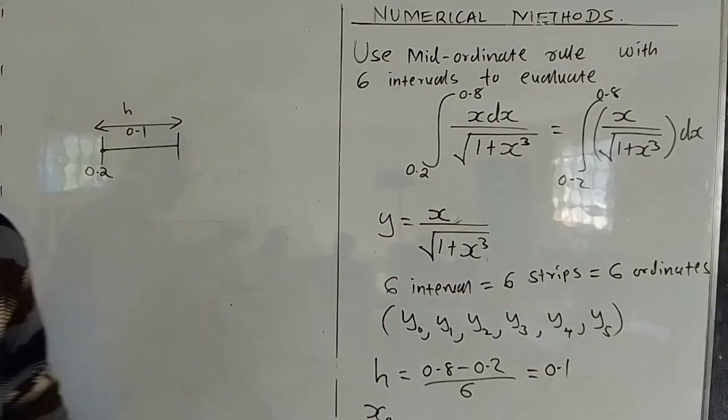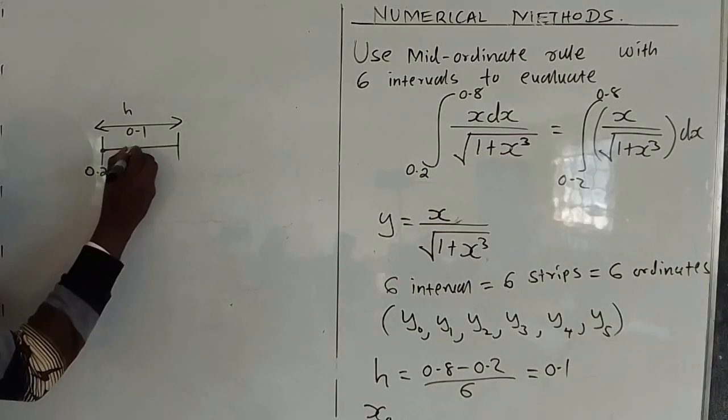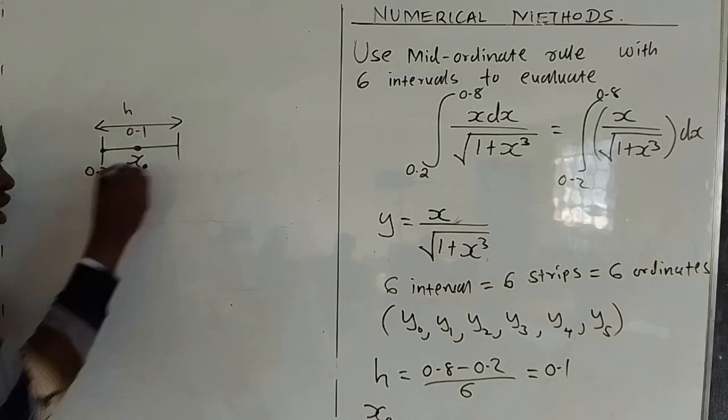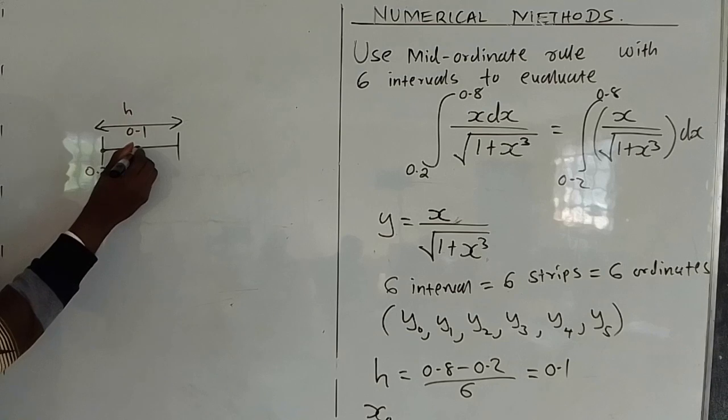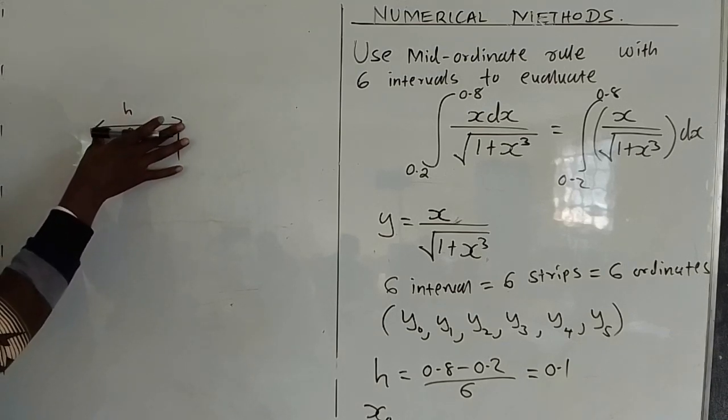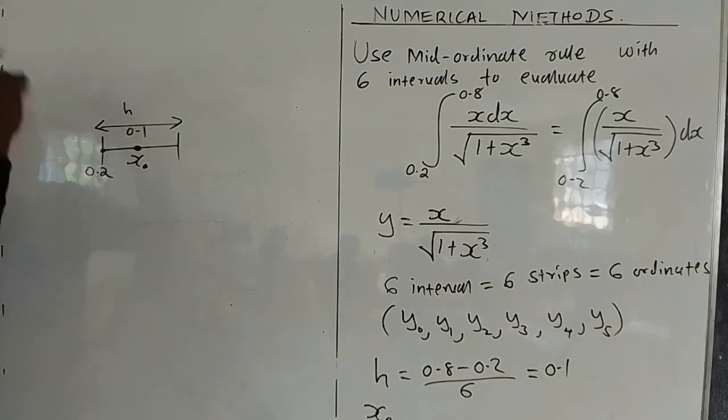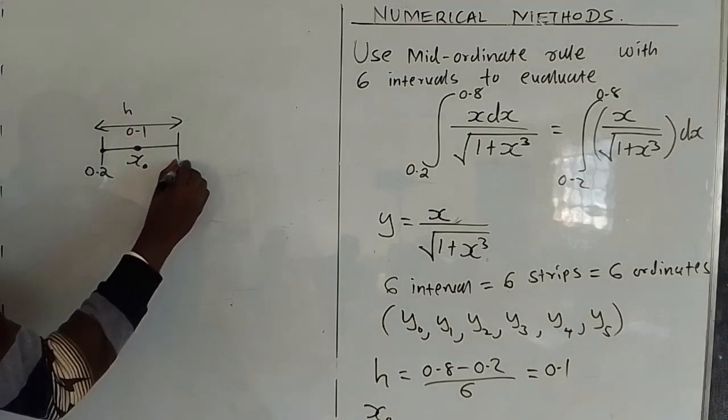But in mid-ordinate rule, it is not starting here, it is starting in the middle. Are you seeing where your X0 is in mid-ordinate rule? Yes. Very different from the other two, isn't it? Is that understood? So what is the value of this X0? You know here is 0.2, the whole of this interval is 0.1. So you see 0.2 plus 0.1 you get 0.3.